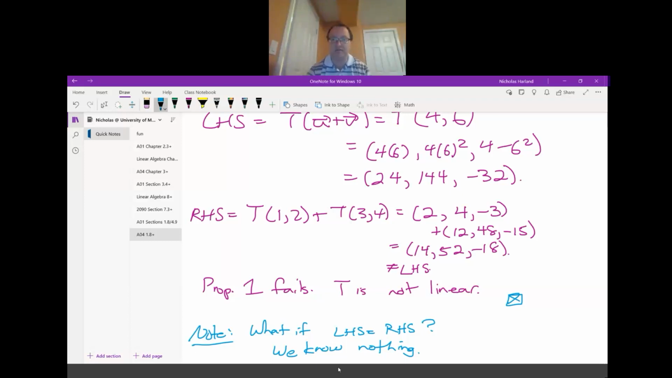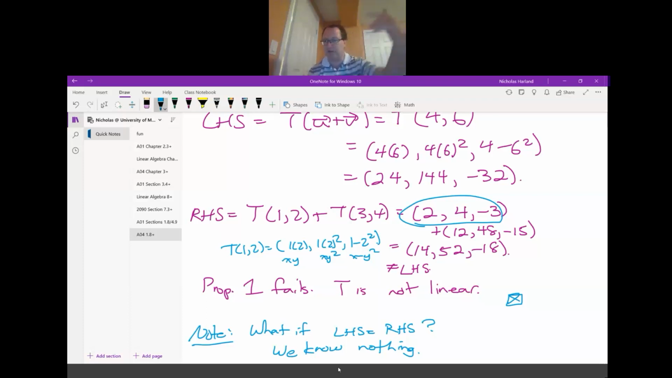Where did I get 2, 3, negative 2, 4, negative 3? That we got by plugging in 1 and 2 everywhere we had x, y squared, x minus y squared. And then the same thing for 3, 4. So just like we did with T of 1, 3, we plugged the numbers in, we saw what we got. And then we just added them together in the next line.